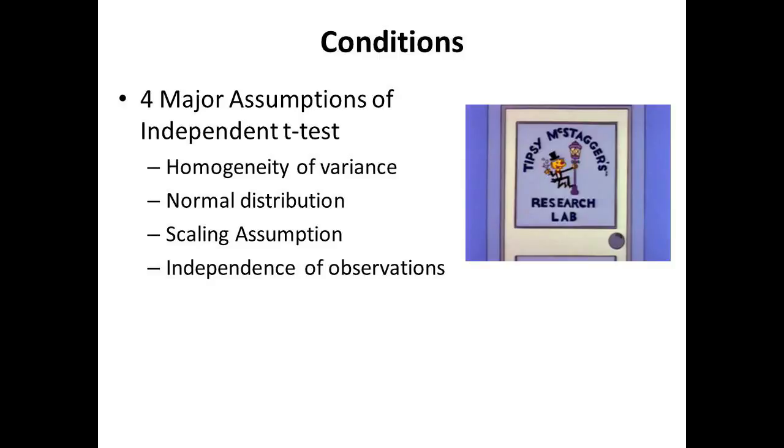And then the last one is called independence of observations, and it means that your two groups are not accidentally related. And this is a big one. Do not pass go, do not collect $200. You cannot do an independent t-test if your observations are related. And that means related within groups as well.